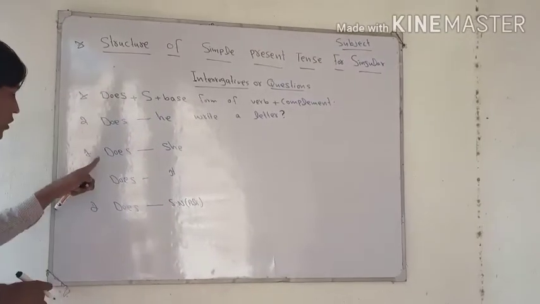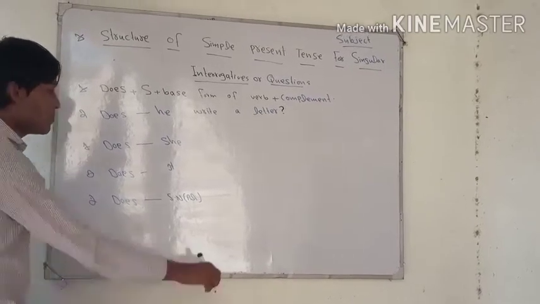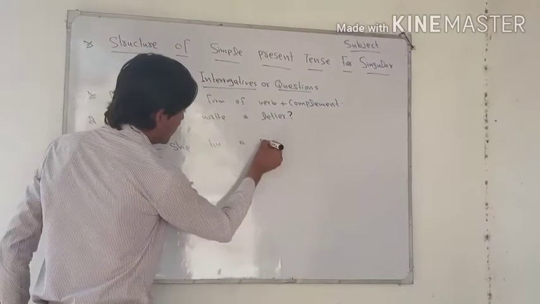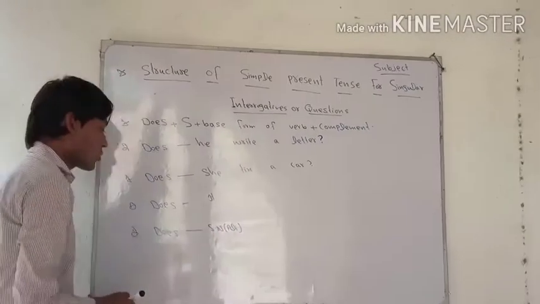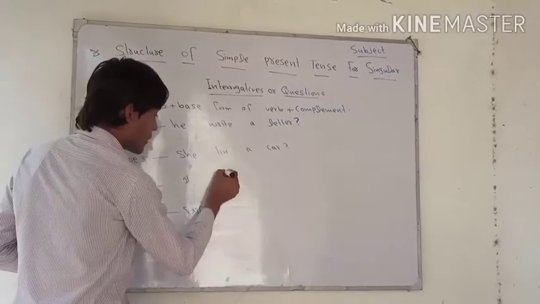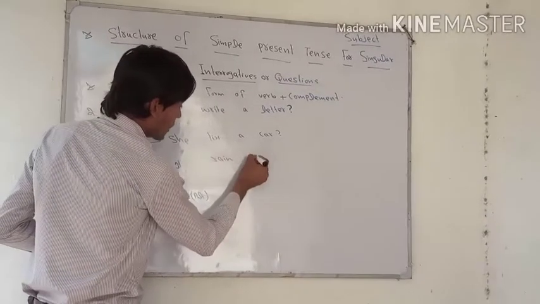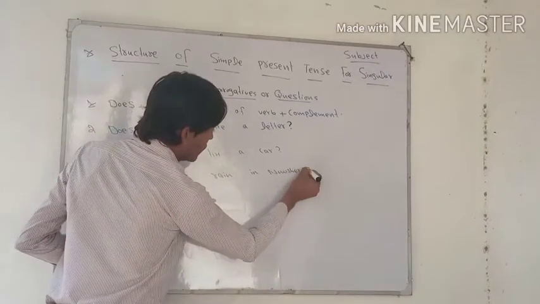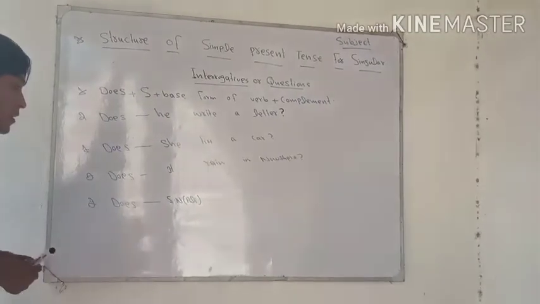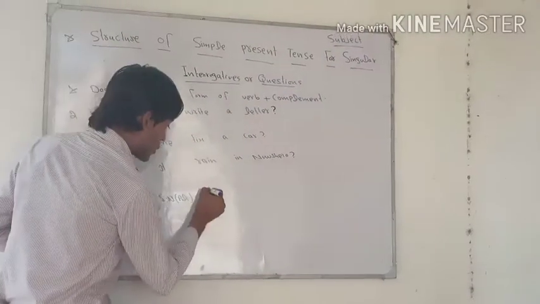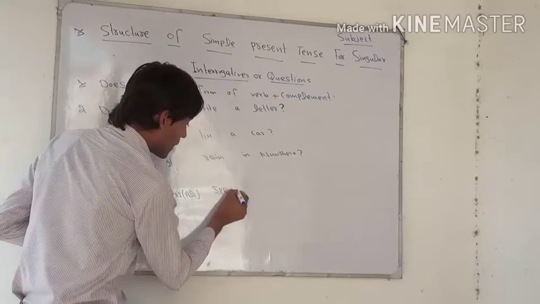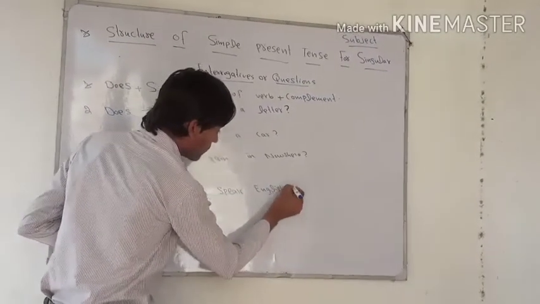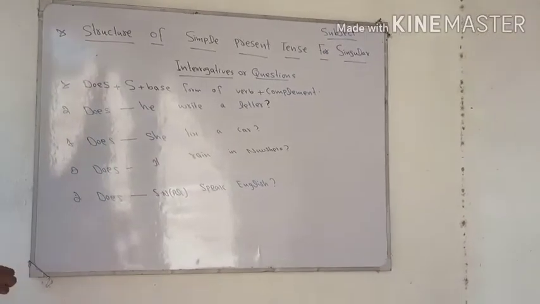Now if we talk about she, I say, does she fix a car? Fix a car. So it is also converted. If we talk about it, does it rain in Nowshera? So it is also converted here. At the end we have to add the sign of interrogation. If I say, does Ali speak English? At the end we need to add the sign of interrogation.